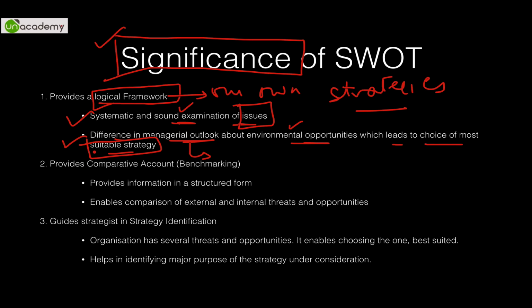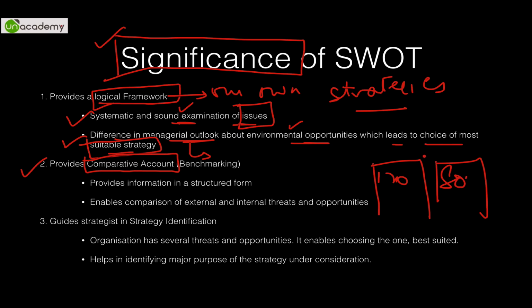They would give you a separate type of opportunities framework, and it would help us to devise a suitable strategy in terms of framework. The second benefit or the second significance is it provides a comparative account. What do we mean by comparative? So as you may have seen, there are two types of pictures. Once a man is 120 kgs and he turns into 80 kgs. So two pictures. This is a comparative. Similarly, a company, what it was and what it is now. This is a comparative. So this is a benchmark.